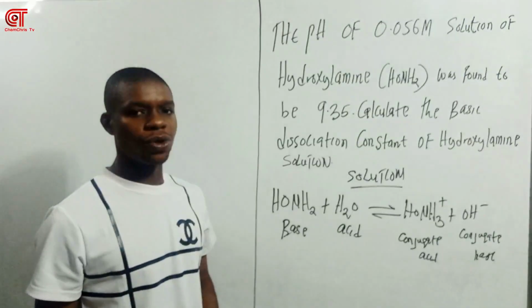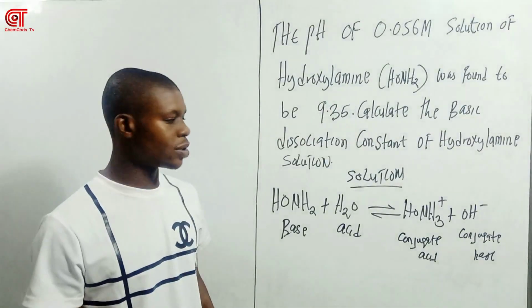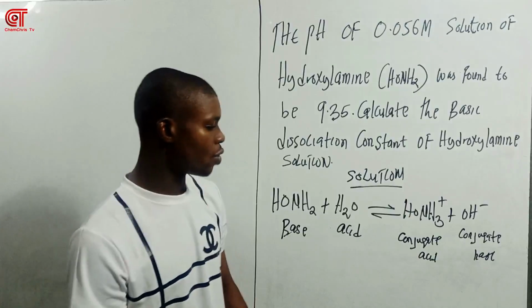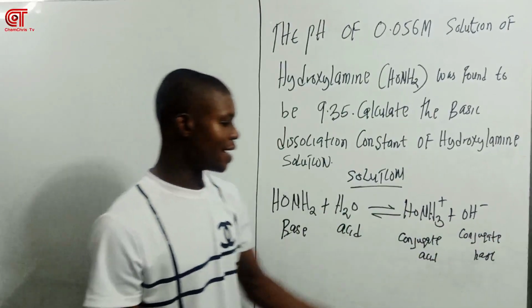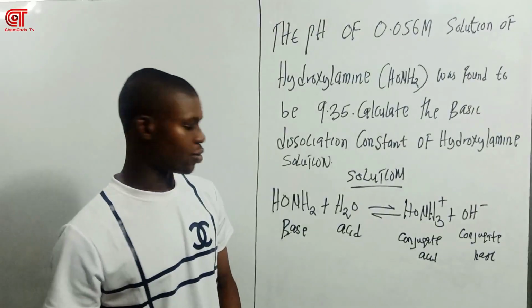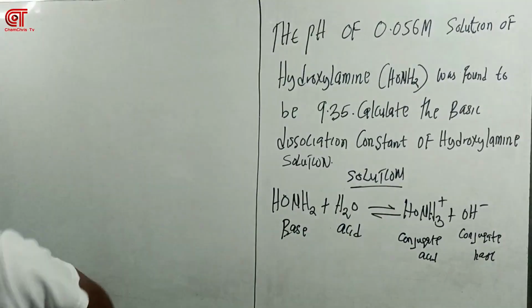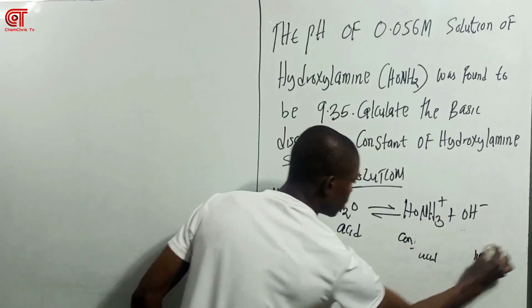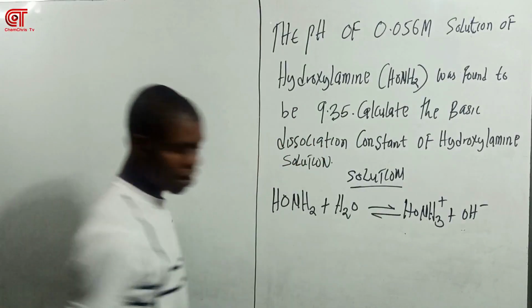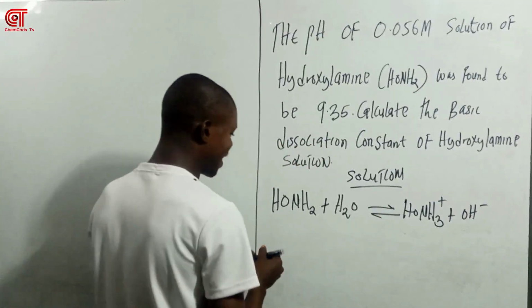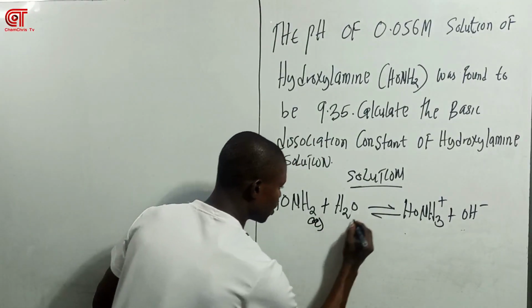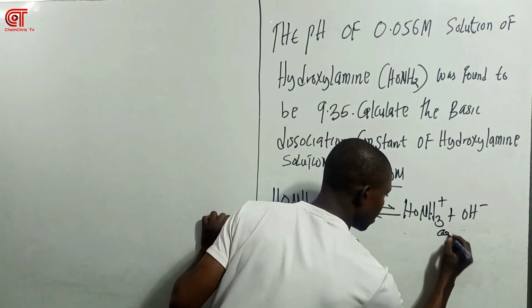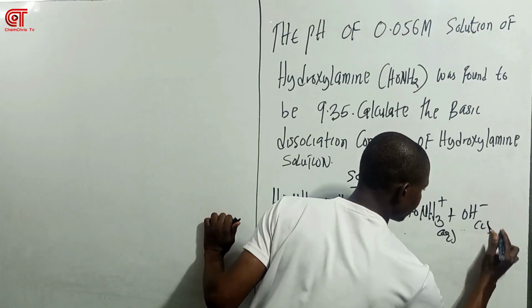Remember, when a base dissolves in water, it releases OH minus, the hydroxide ion concentration. I'll wipe some out here. Remember, HONH2 here is aqueous, water here is a liquid, HONH3 plus is aqueous, and OH minus is aqueous.